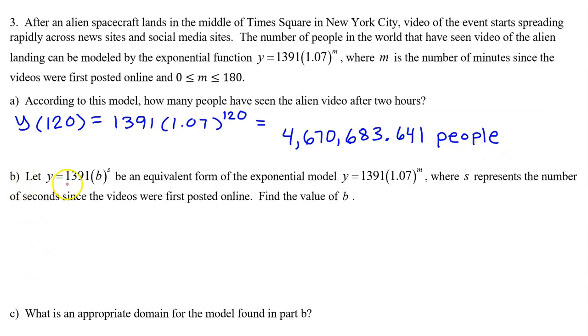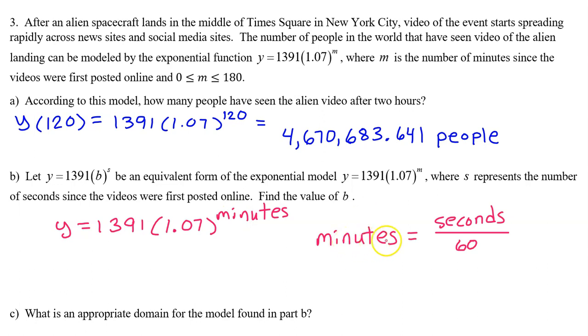Part B. Let y equals 1,391 times b to the s power be an equivalent form of the exponential model y equals 1,391 times 1.07 to the m power, where s represents the number of seconds since the videos were first posted online. Find the value of b. In the original model, the exponent represents the number of minutes. We need to rewrite this exponent in terms of seconds. However, whatever expression we put here still represents the number of minutes.